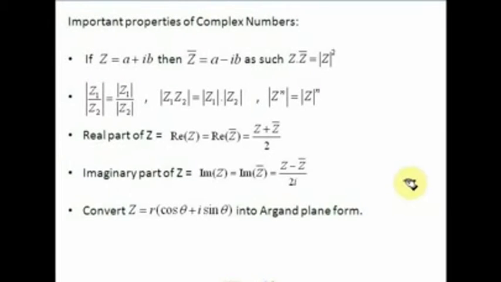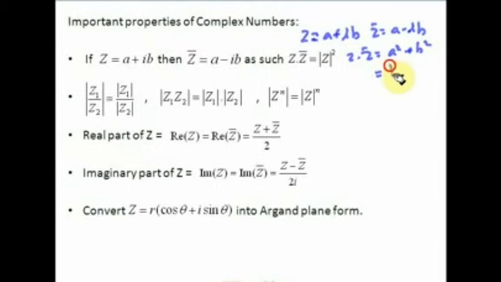Important properties of complex numbers. Given that z is equal to a plus iota b, there exists a complex conjugate a minus iota b such that z dot z bar is equal to modulus of z square. z is equal to a plus iota b and z bar is equal to a minus iota b. If we multiply z dot z bar, we get a square plus b square, that is equal to modulus z square. The properties of modulus: modulus of z1 upon z2 is equal to modulus z1 upon modulus z2.